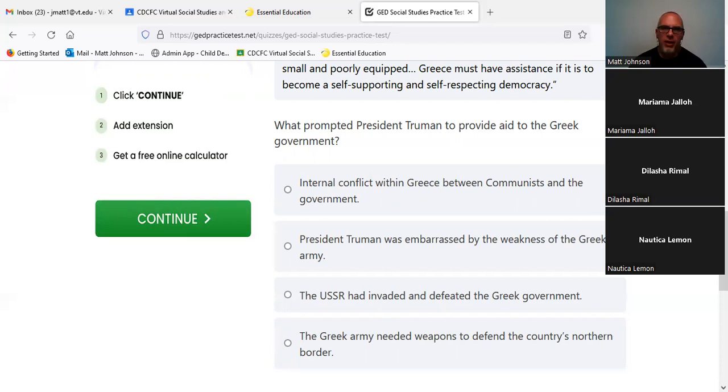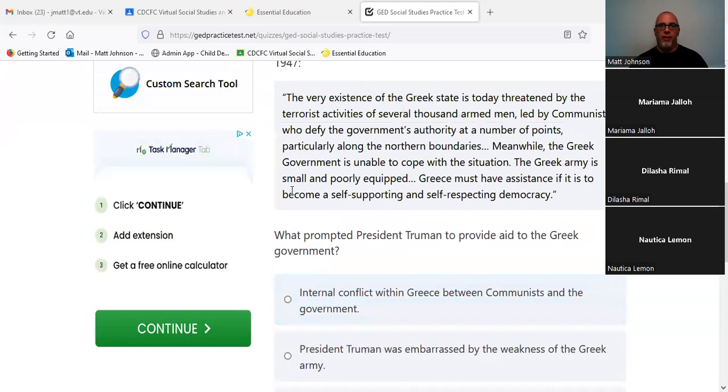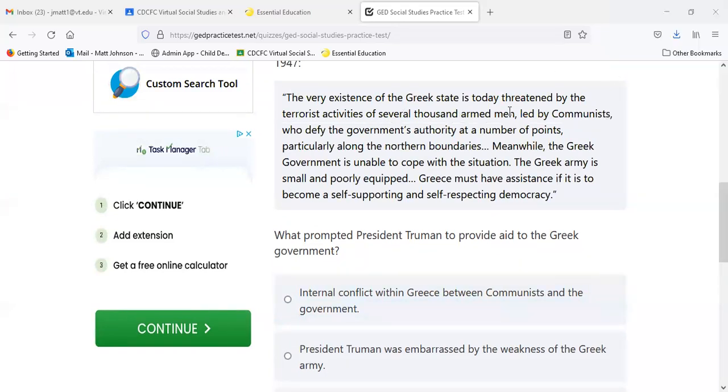So here it's A, it was internal conflict. So there was a communist party within Greece. And as he says, today the very existence of the Greek state is threatened by the terrorist activities of several thousand armed men led by communists who defy the government's authority at a number of points. So you can infer then, right, that this is an internal issue.